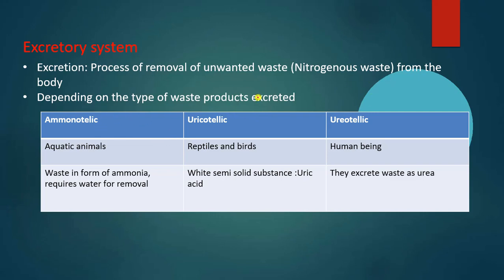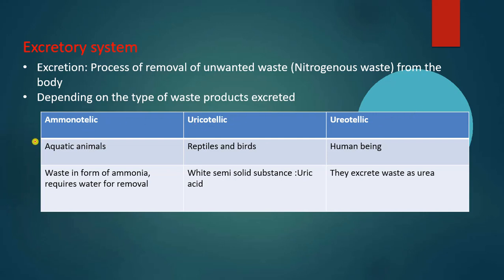Depending on the type of the waste products excreted, not only humans, we are talking about all the animals, you have ammonotelic animals, ureotelic and uricotelic animals. It's ammonotelic, uricotelic and ureotelic.